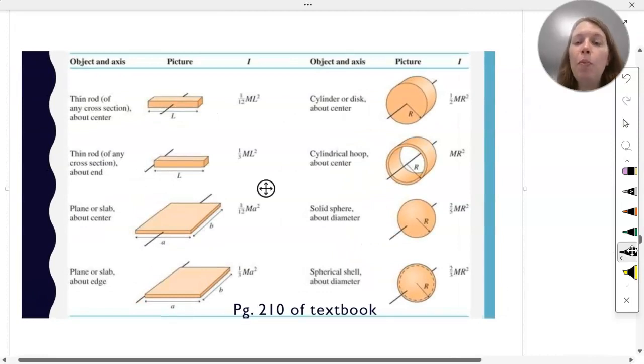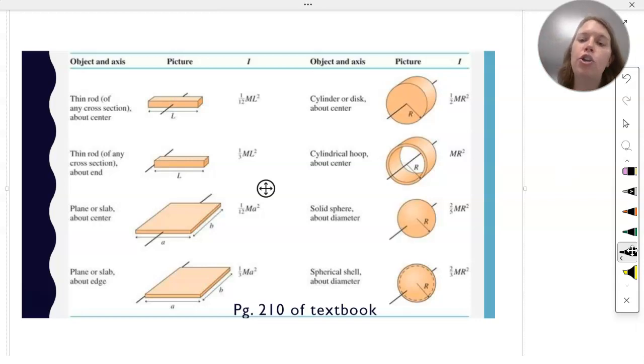So we can see the hoop with all of its mass outside has a larger moment of inertia than a disc where it has its mass distributed evenly from the center to the outside. Even smaller is a solid sphere, and bigger actually is the spherical shell. So bigger than the disc, but not as big as the hoop.